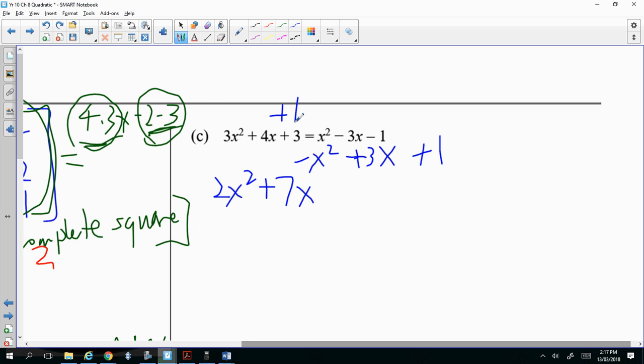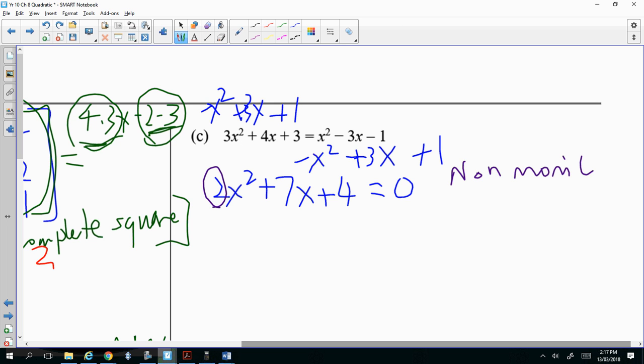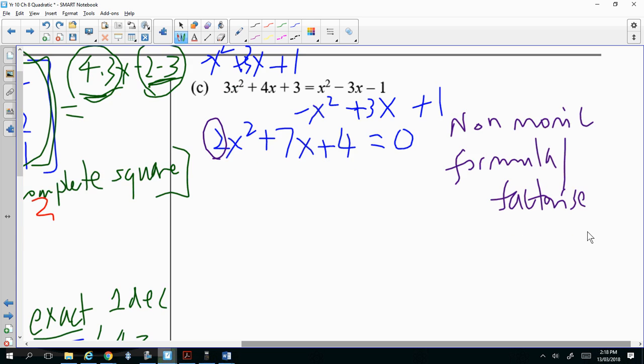So when it is odd or non-monic, you can use the formula or factorize. Now let's see if you can factorize it. Let's try factorization, because that's usually the quickest. You go 2 times 4 is 8. So you find two numbers which multiply to get 8 and add to get 7. What numbers would it be?